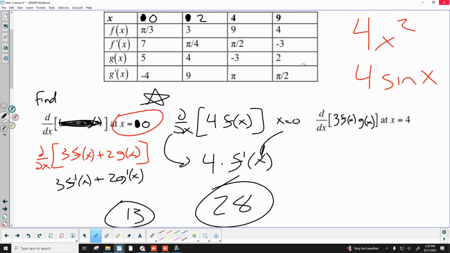3f prime is the derivative of 3f. 2g prime is the derivative of 2g. You plug in 0, f prime of 0 we're told is 7, g prime of 0 we're told is 5. Boom, we get 13. Now we come over here to this one, and you all will get it wrong.